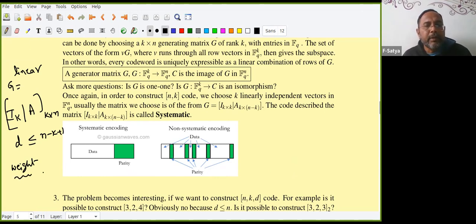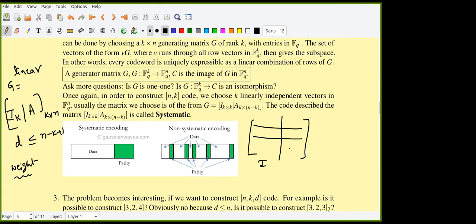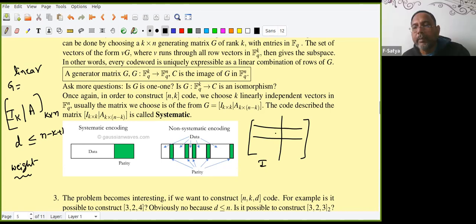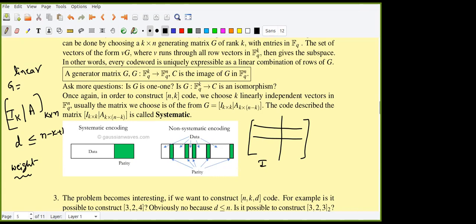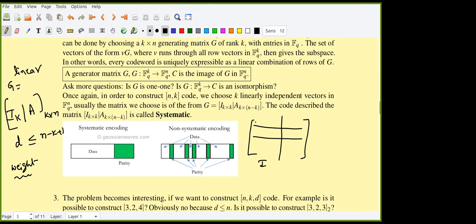I'm talking about weight. What can be the weight of each vector? Look at the first one, second one. You know that this is identity. Can you tell me what is the weight of the first vector? Maximum. These are k columns, here n minus k columns. n minus k plus 1. Why n minus k plus 1? Because we have the identity matrix of k. So the whole n minus k plus the 1.